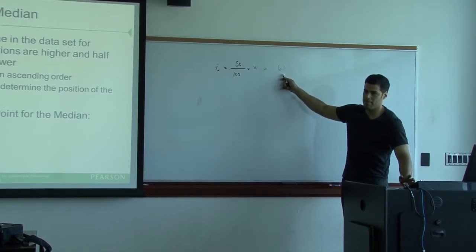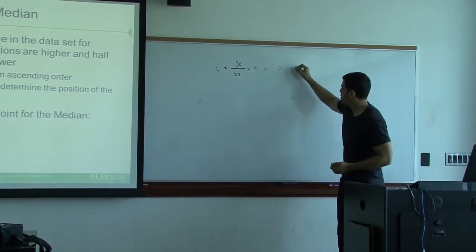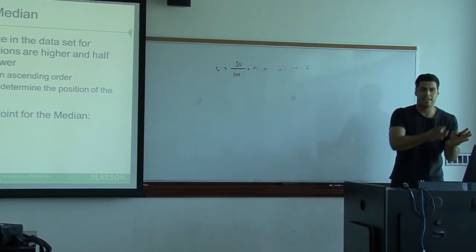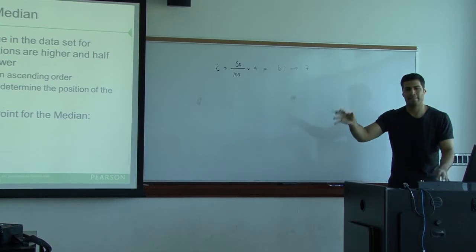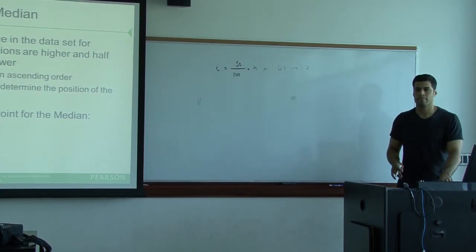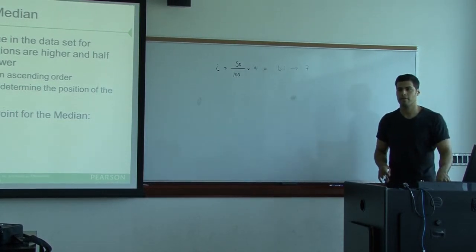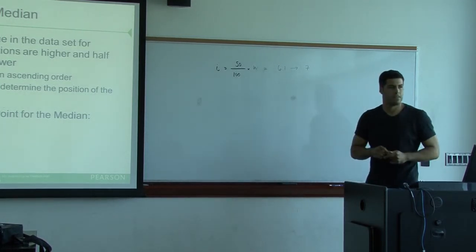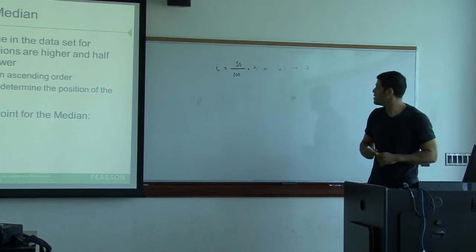So what would this be then? 7. Now, you go to your data set and start counting: 1, 2, 3, 4, 5, 6, 7. That's your median. That's case number 1.